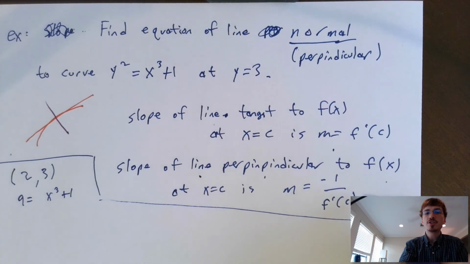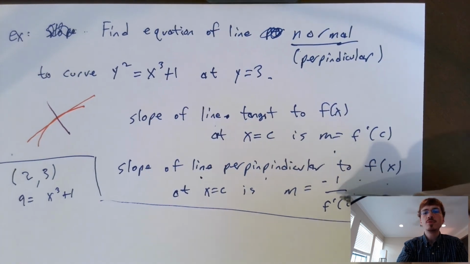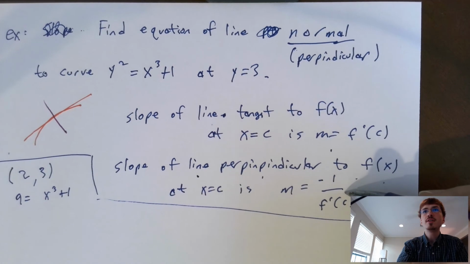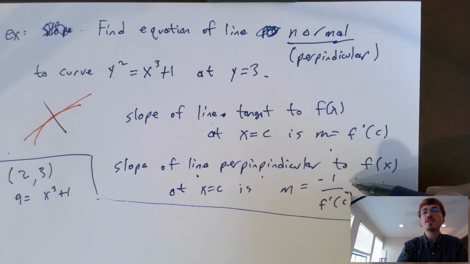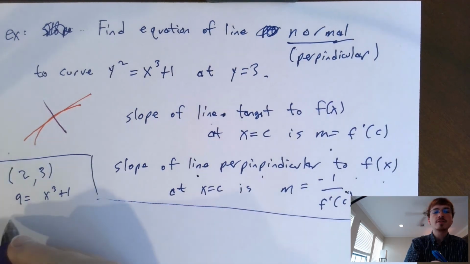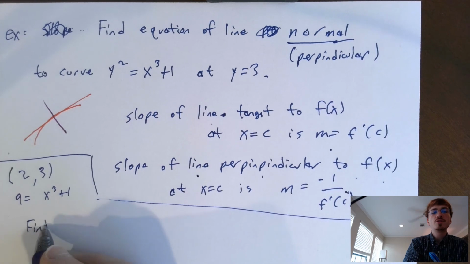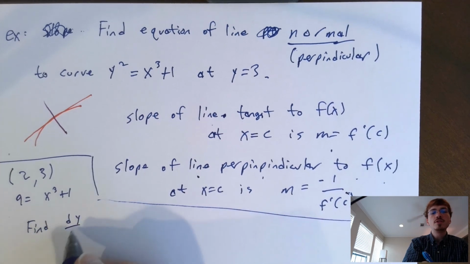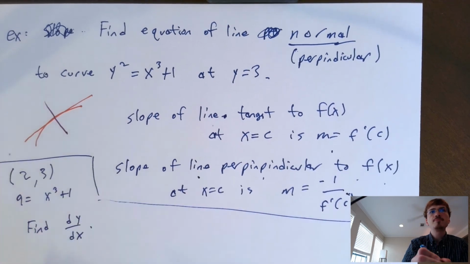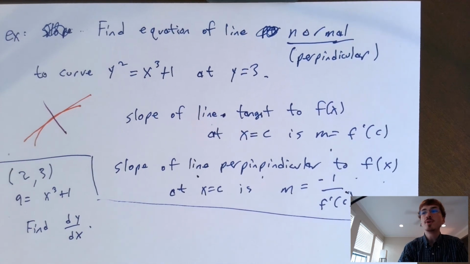How do we find the slope of my normal line? Well, first we really need f prime of c, right? Once we find the derivative at c, then the slope of the normal line is the negative reciprocal. So really we need to compute dy/dx, first and foremost. Here I want you to pause the video and try to find dy/dx yourself. You have all the tools that you need right now. Give it a shot.